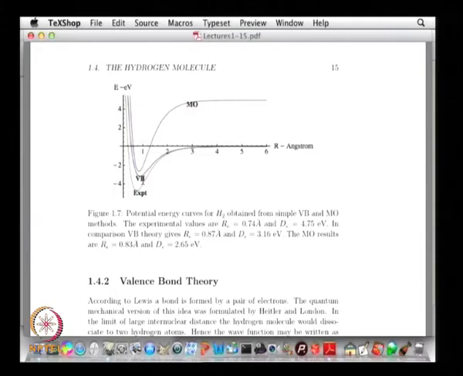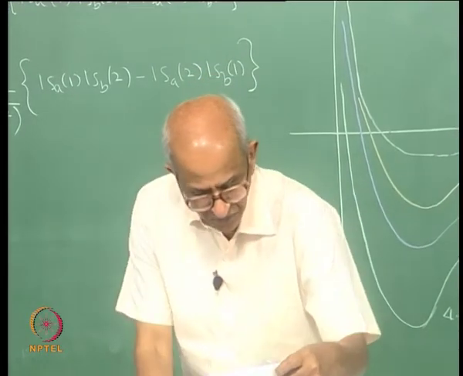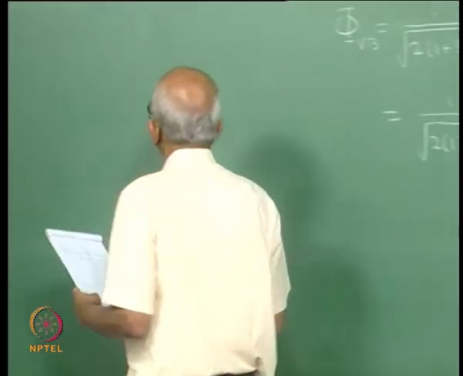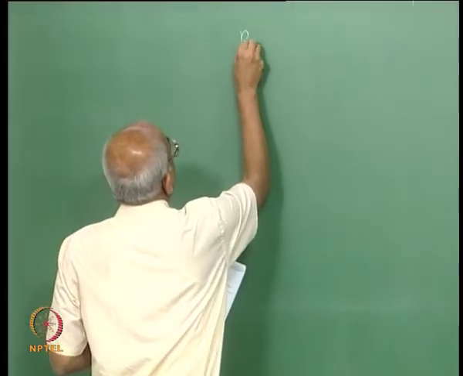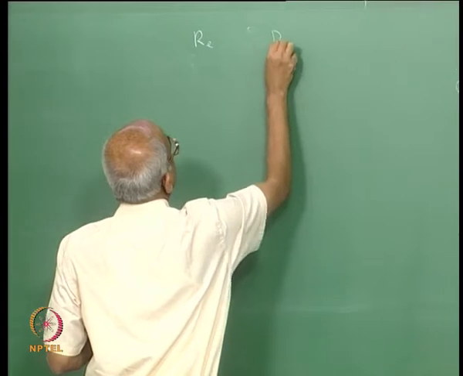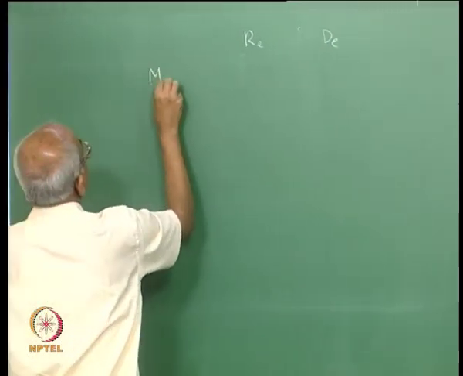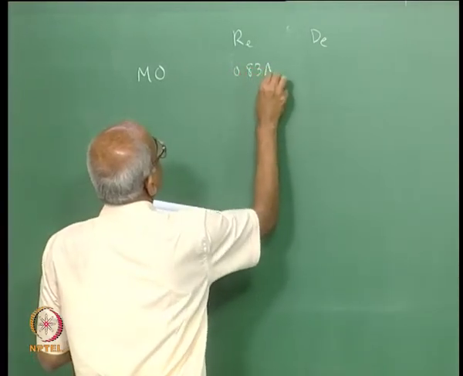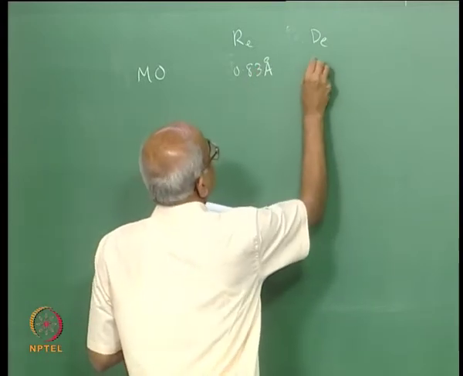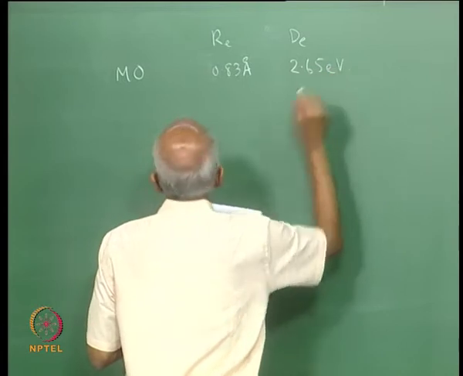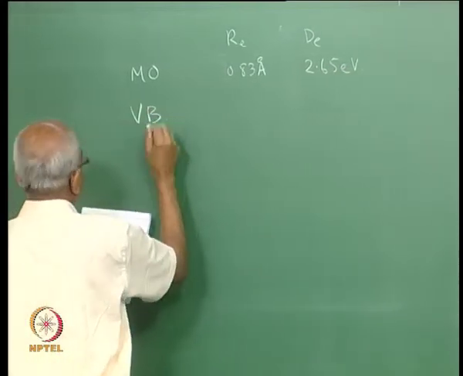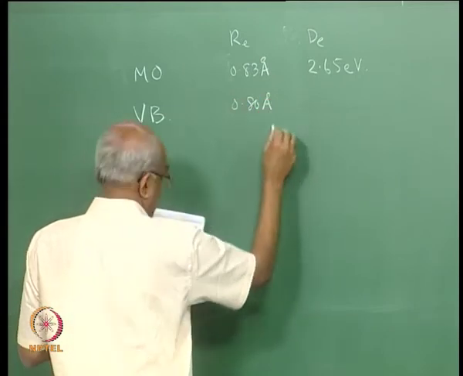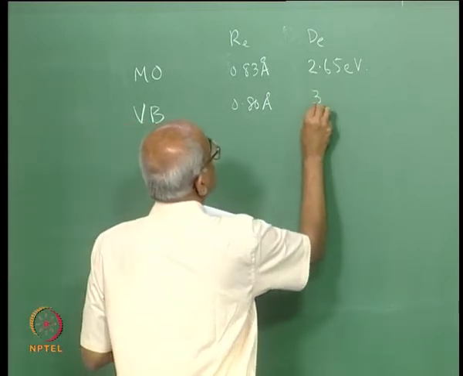Let me tell you the value of dissociation energy as well as the bond length. I will list the values of Re and the dissociation energy. Simple MO theory, which we have discussed earlier, gives you Re to be 0.83 angstroms and dissociation energy to be 2.65 electron volts. Valence bond theory gives you 0.80 and 3.16.